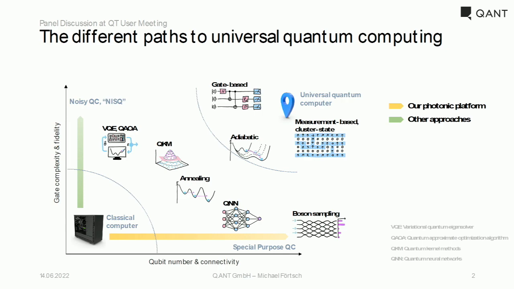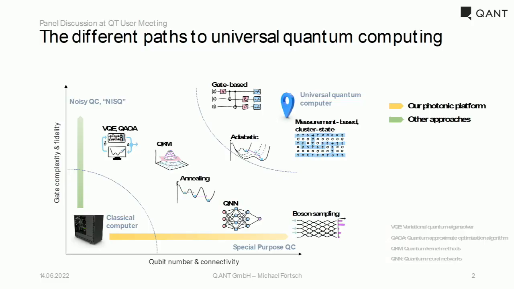If I'm summarizing from my perspective the path all other approaches, including the superconducting community, currently are taking, you're approaching this NISQ era, meaning you can perform gate operations with a comparably small number of qubits, but you can actually perform all gate operations.